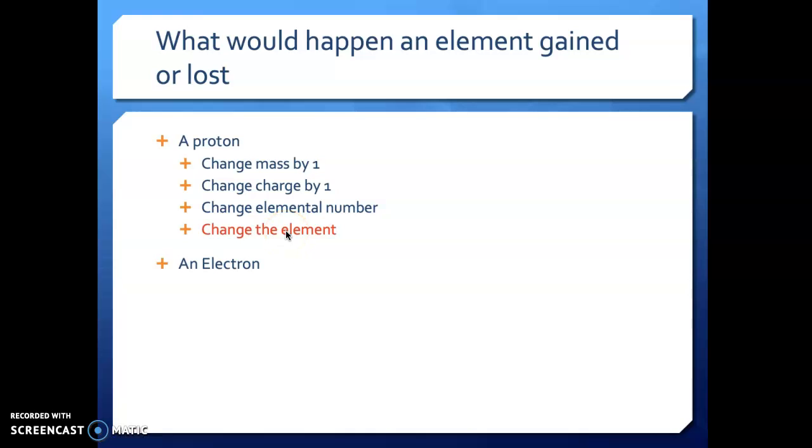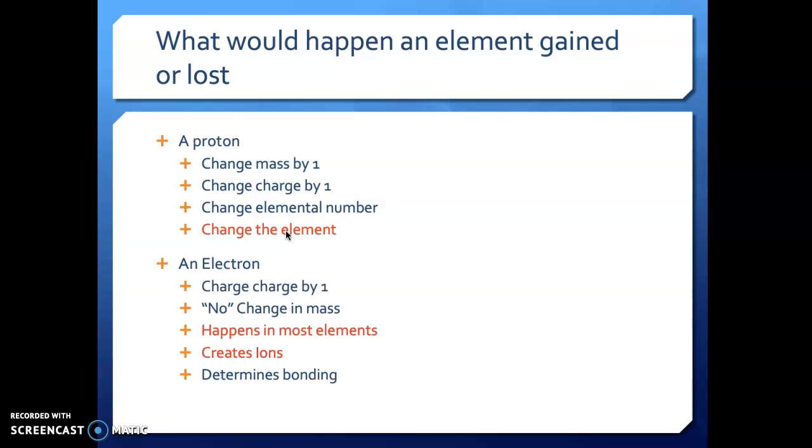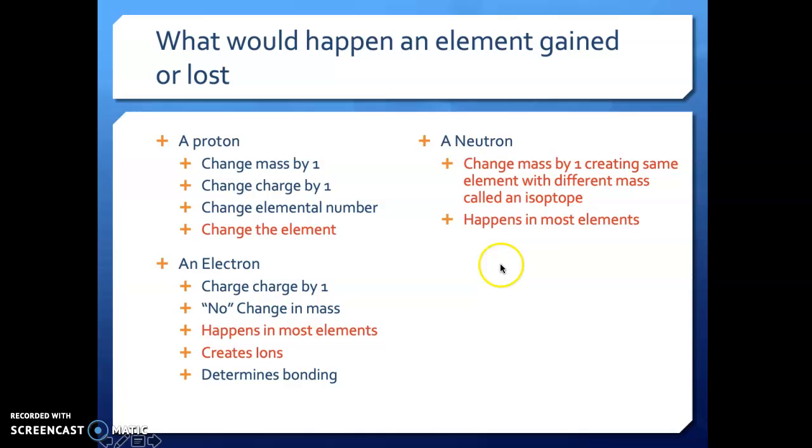If it lost an electron, this happens all the time in bonding. It creates ions, and it's all about bonding. And neutrons, it doesn't change the identity, it doesn't change the charge, it just changes the mass, and it causes what we call isotopes to form. And for most elements, again, that's what we have.